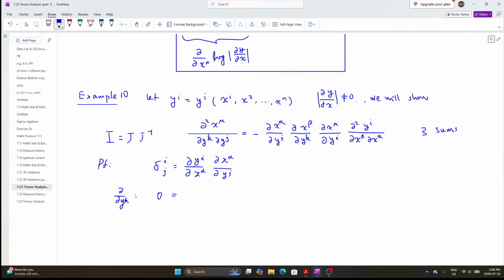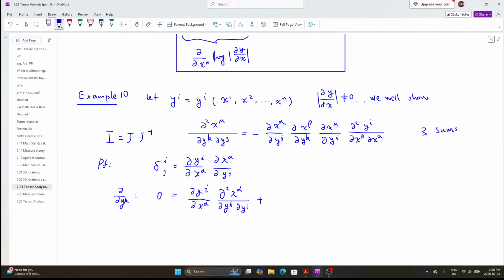So here now, if we differentiate the right-hand side, just use the product rule, and you get dyi. So let's first keep this factor unchanged, dyi over dx alpha. Differentiate the second, so that's the second derivative, d squared x alpha over dyk dyi. All right, so that's the first term in the product rule, and let's continue.